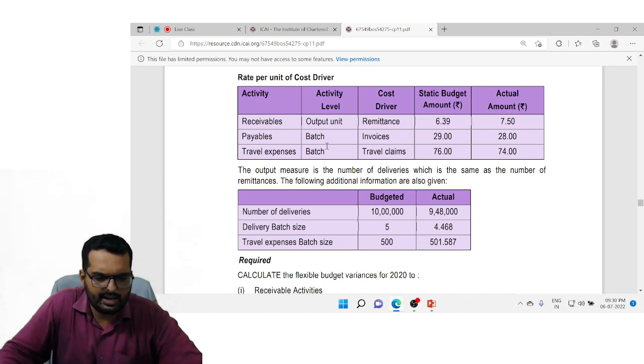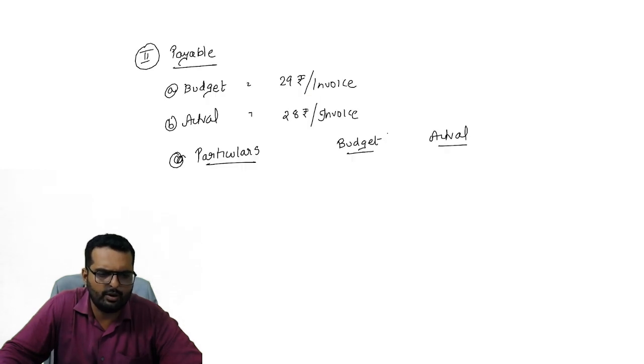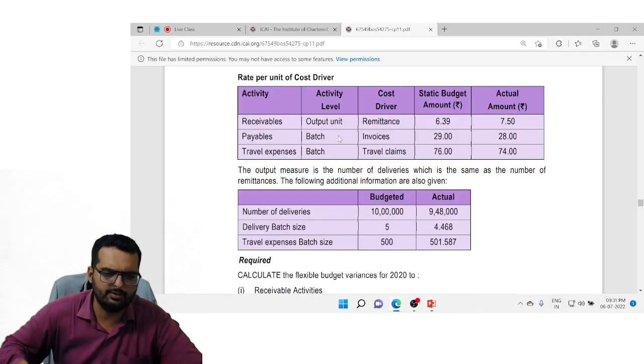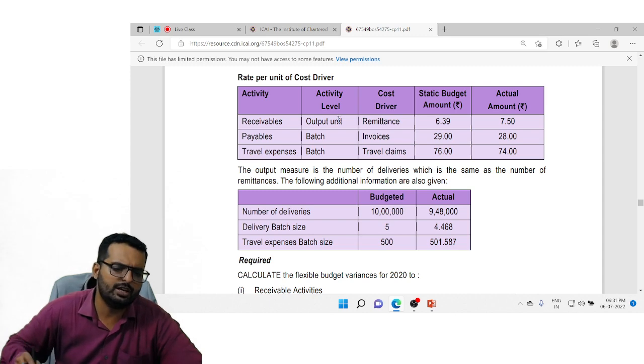Where they have told the activity level is batch level, cost driver is invoices, but it is going to be a batch level activity. So this one is the batch level activity. The first one was a unit level activity.